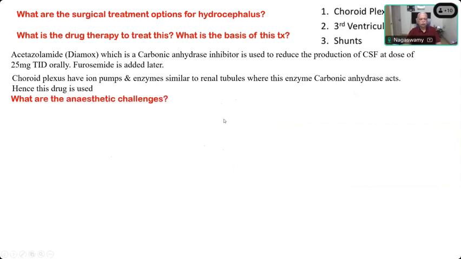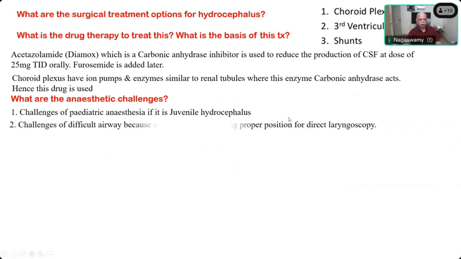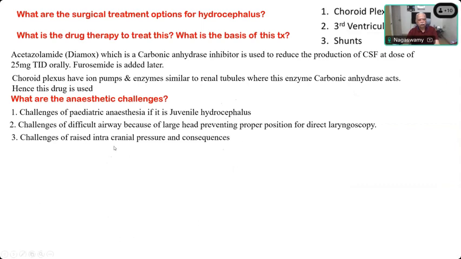What are the anesthetic challenges in this case? The large head makes the airway a little difficult, so we have to place a wedge under the shoulder to support the head, or we can bring the head outside the table to intubate the child. Challenges of difficult airway because of large head preventing proper positioning for direct laryngoscopy. Challenges of raised intracranial pressure and its consequences.